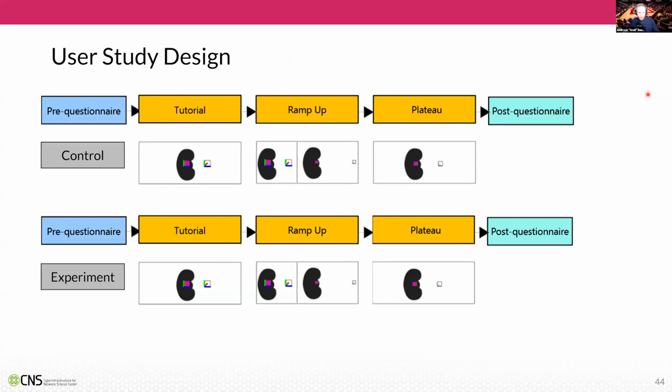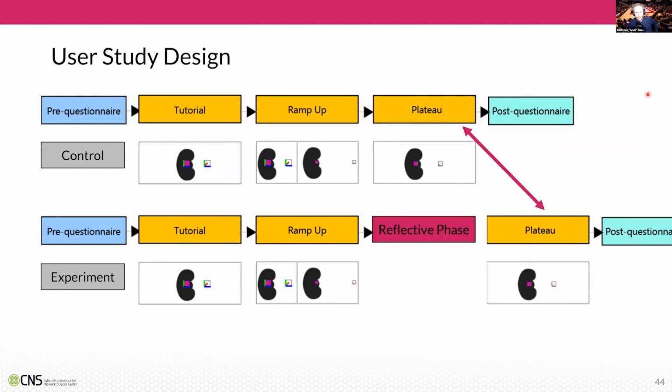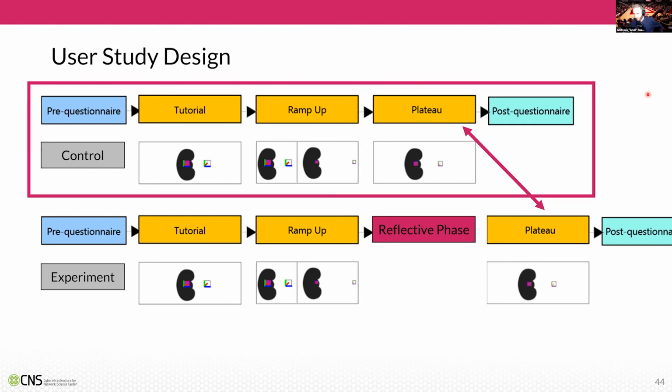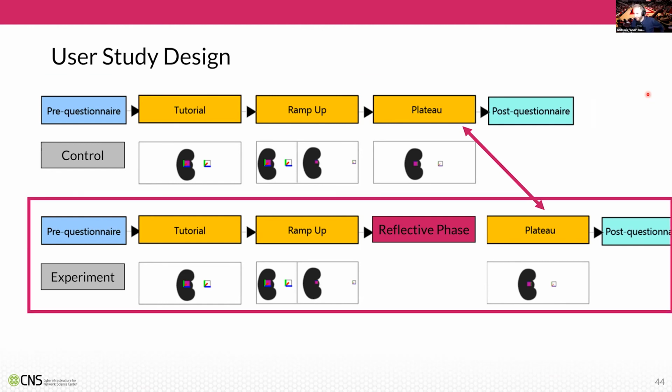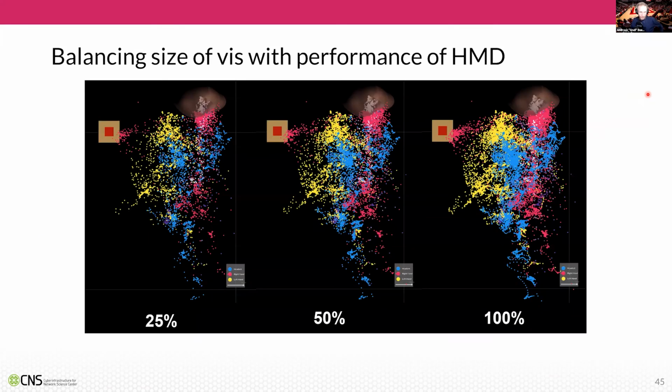And in the modified user study, we would have two groups, a control and an experiment group. And the experiment group gets an additional piece called a reflective phase. And we would then compare the two plateau phase results with each other to see if there are significant improvements in one of the two groups. So again, control is basically what we talked about in this talk. And then we would have a new experiment phase data set where we would show users three-dimensional VR visualizations of their own performance in VR between these phases.